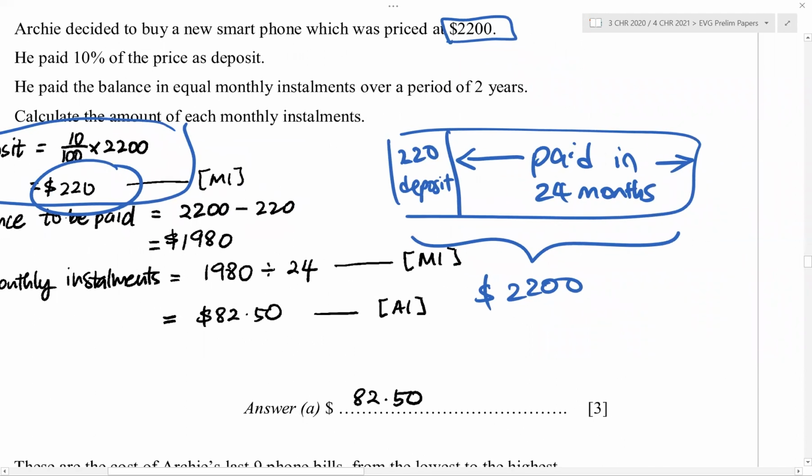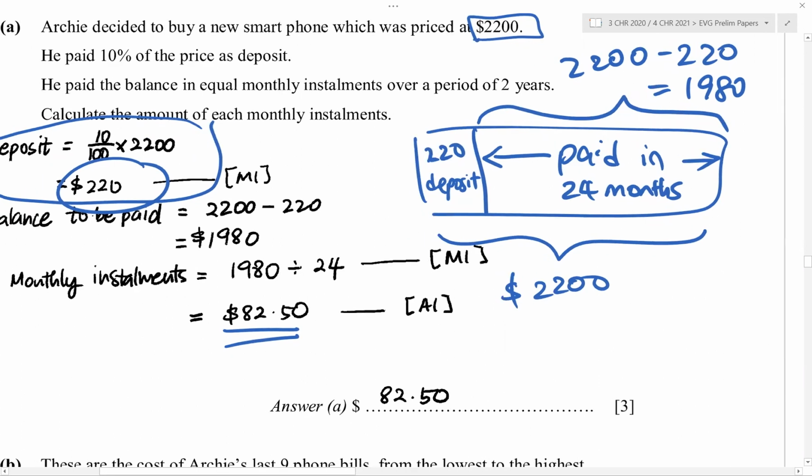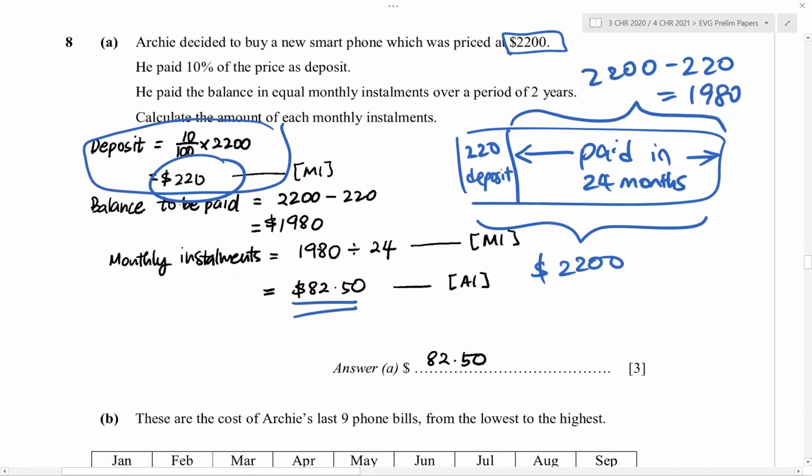Okay, so what is the amount paid per month? So we need to find the difference. What is left will be 2,200 minus 220, total 1980. We need to divide this 1980 into 24 months. And we get 82.5, yes? Anybody needs more time?